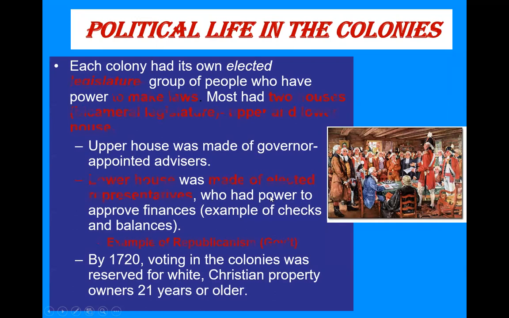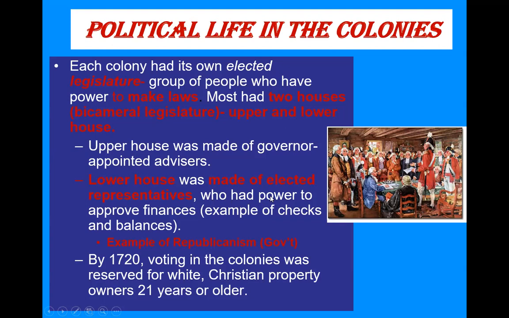So this legislature is a group of people that makes laws, and it was split up into two houses, what we call a bicameral legislature. There's an upper house, which had a little bit more authority, and a lower house, which didn't have as much. The upper house was made of a governor, and the governor appointed advisors. These weren't voted on by the people. The governor basically chose who he wanted to have helping him.